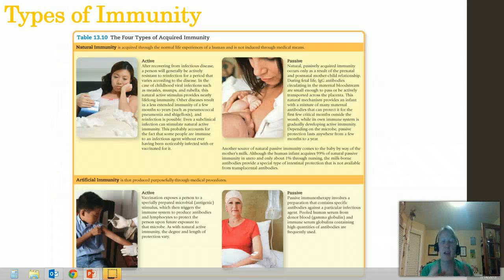So let's start off with types of immunity. You've seen the different immune systems, or the different types of immunity we have within the body, but let's talk about the different types of acquired immunity someone can have. There are two groups, natural immunity and artificial immunity. Natural immunity can come in two forms, active and passive.